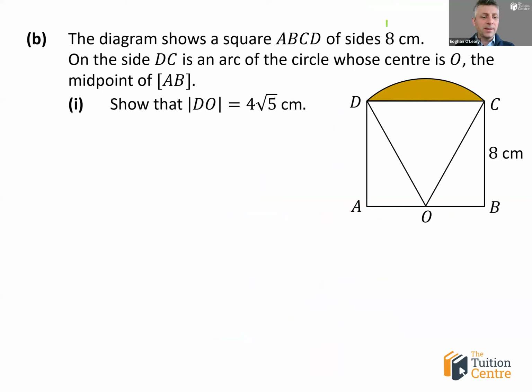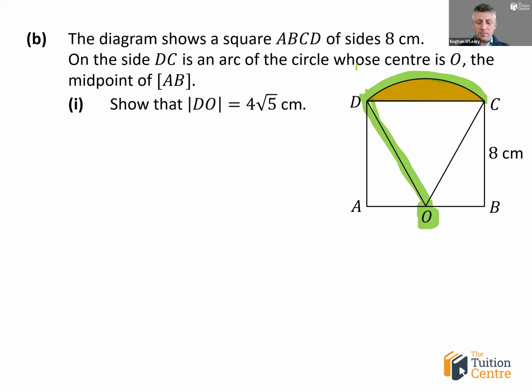Part B is completely separate from part A. The diagram shows the square ABCD of side 8 centimeters. On the side DC is an arc of the circle whose center is O. So here's our arc, DC. The midpoint of AB is that point O. Show that DO is 4 root 5.